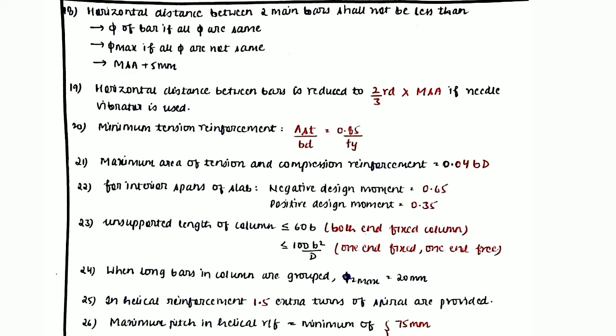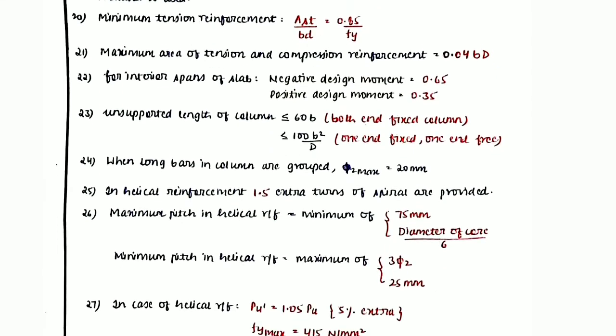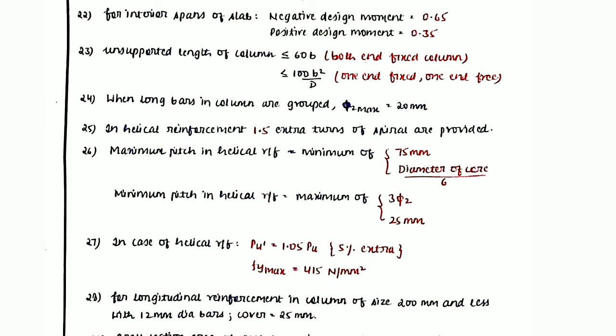Unsupported length of the column should be less than or equal to 60b if the column is fixed at both ends, and it should be less than or equal to 100b square by d if one end of the column is fixed and the other end of the column is free.